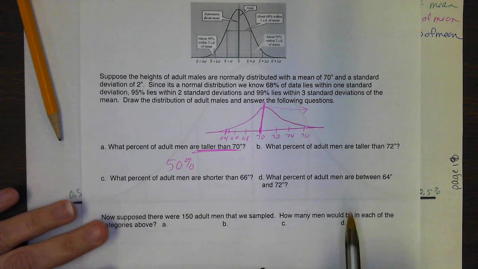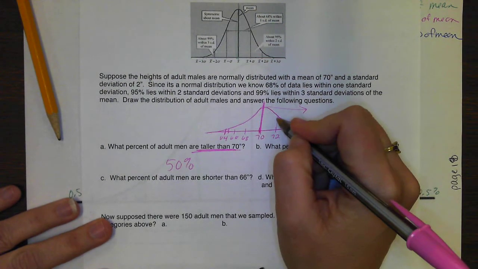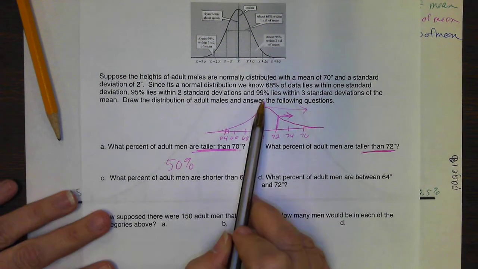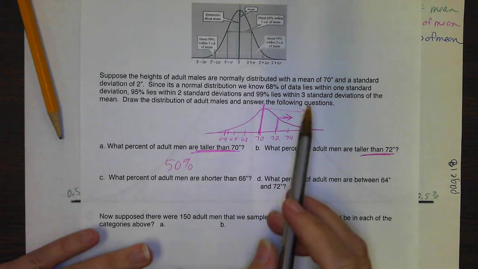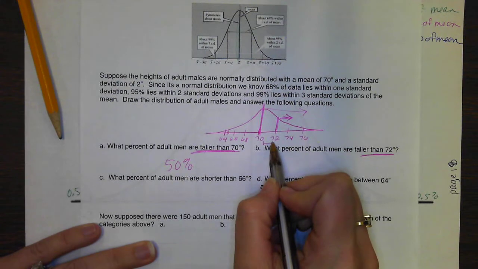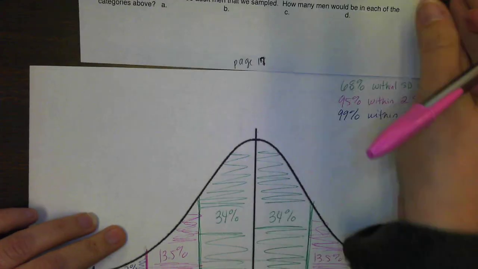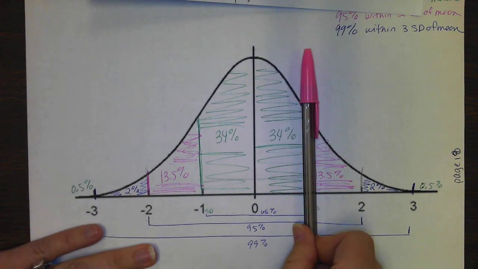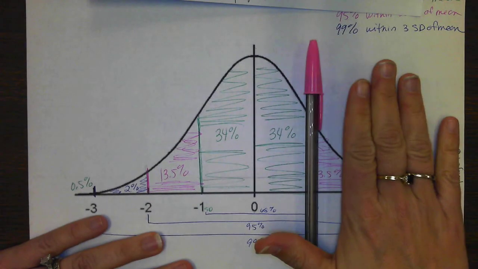So the next question is, what percent of adult men are taller than 72? Now you can see that is not quite half anymore. Half was at the peak. So I'm going to say, okay, 72 is one standard deviation above the mean. If I look at my big chart, one standard deviation above the mean is here. They wanted to know taller than this, so that would be all of this here.